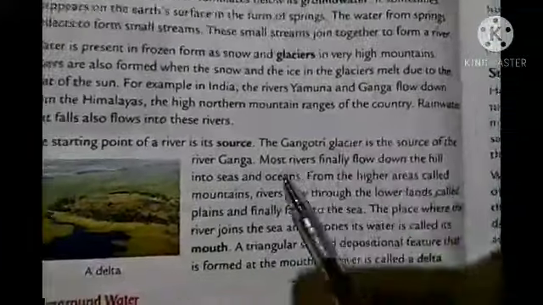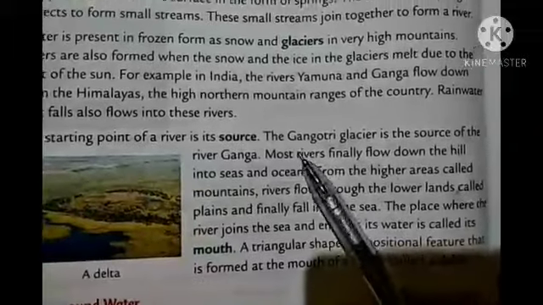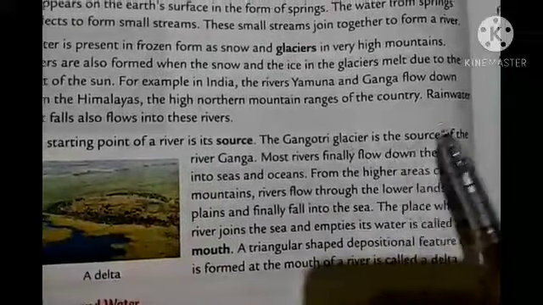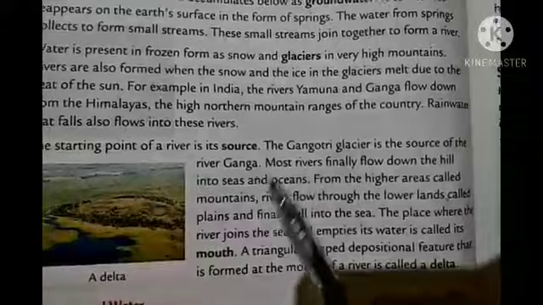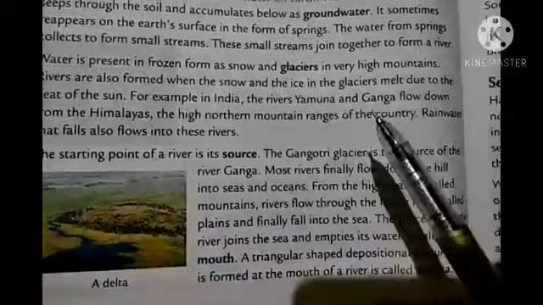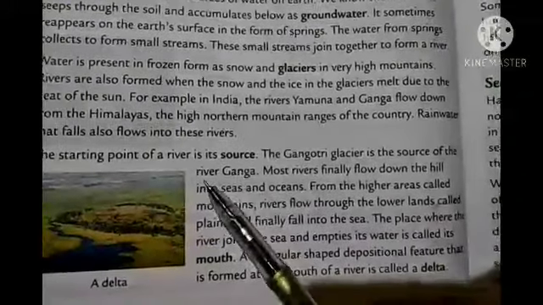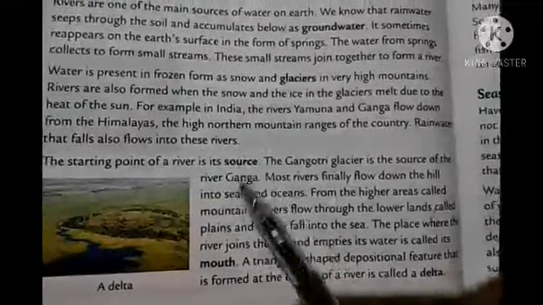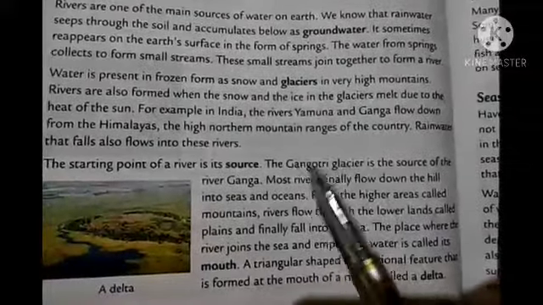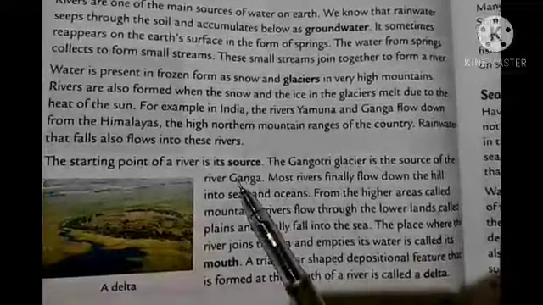You see here some important things. The Gangotri glacier is the source of the river Ganga. That means glaciers are also given names. From the Gangotri glacier the river Ganga started. So that's why the Gangotri glacier is the source of the river Ganga.